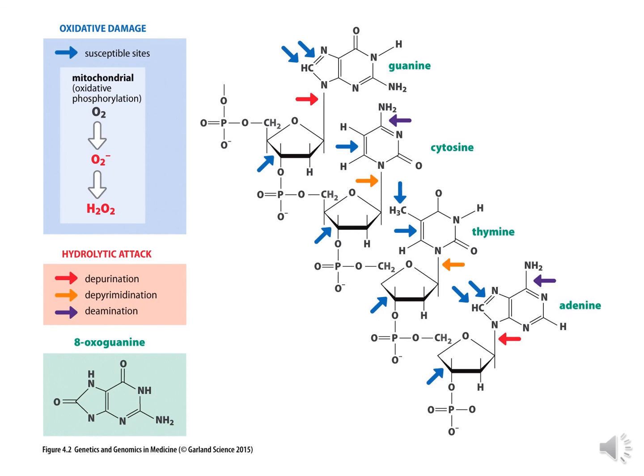In addition, normal metabolism generates reactive oxygen species that cleave certain chemical bonds, not just in bases, but also in sugar residues, causing breakage of DNA strands.